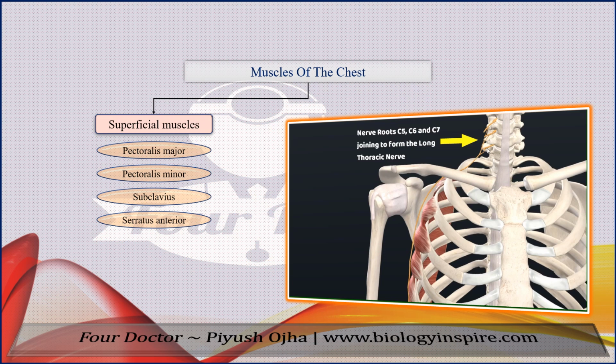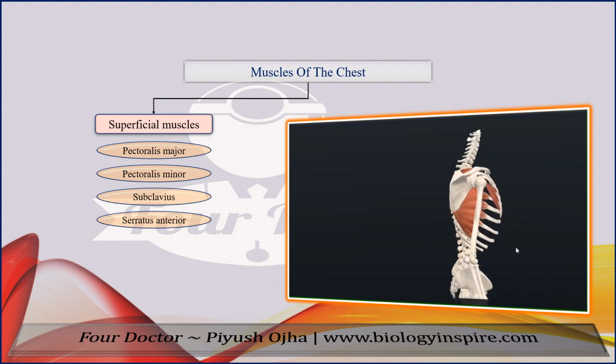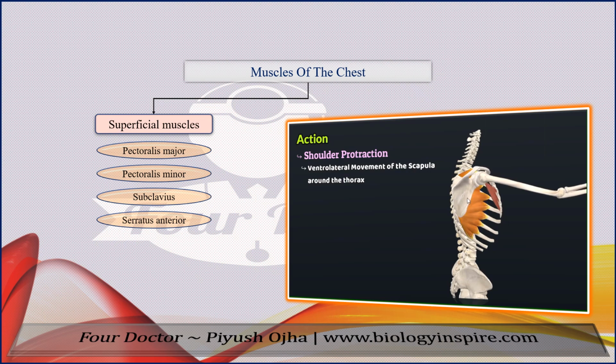Now looking into the action produced by the serratus anterior muscle, this muscle produces shoulder protraction, that is the ventrolateral movement of the scapula around the chest wall. As you can see, the scapula moves around the chest wall. This action is known as shoulder protraction performed by the serratus anterior muscle.